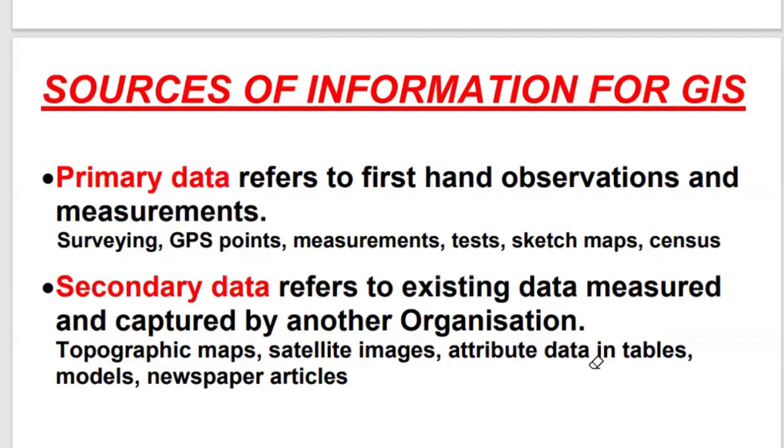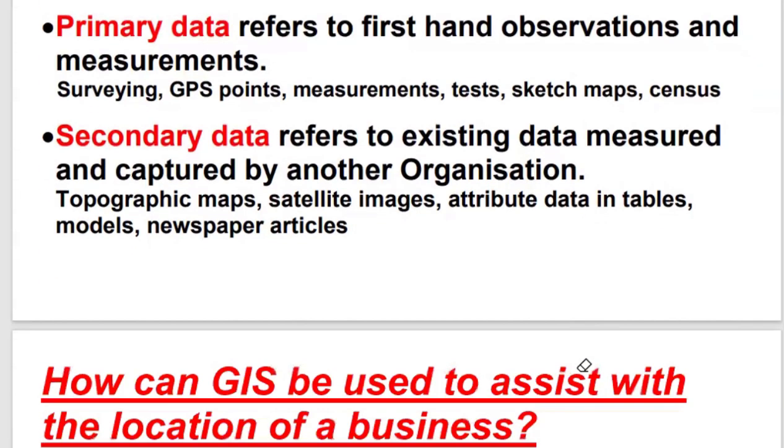You have, for example, topographic maps. They have been captured, the information has been captured, and the maps are drawn. You can use those maps as secondary sources. Satellite images, attribute data in tables, models, and newspaper articles, those are some of the sources of secondary data.